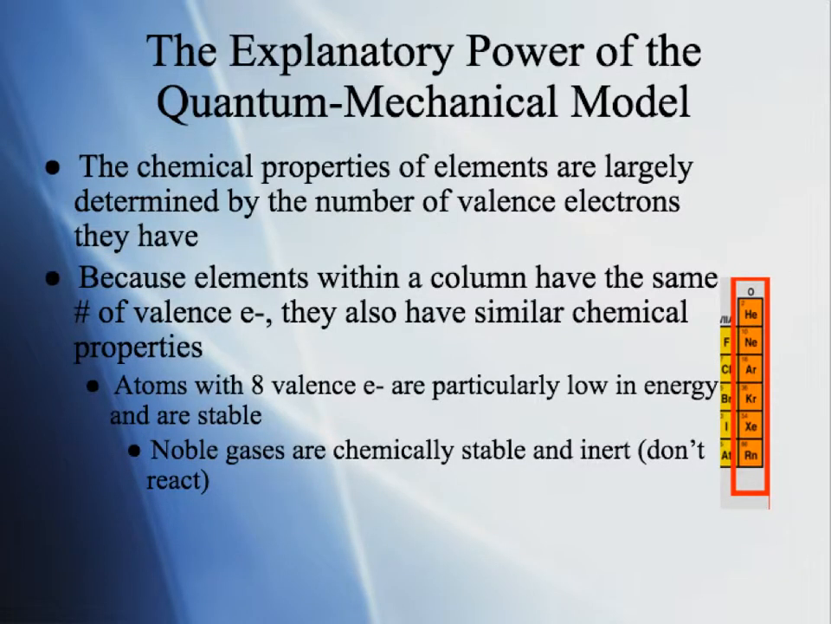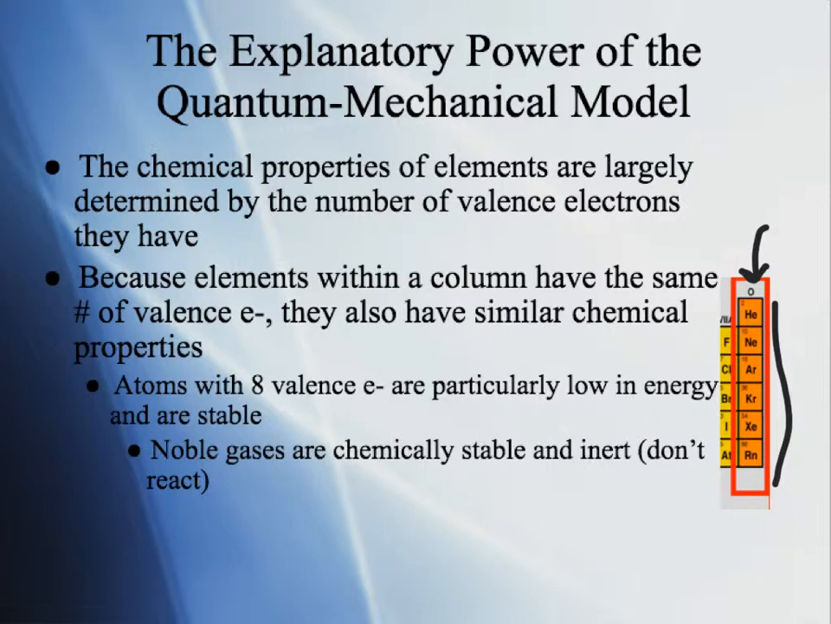All right, so the chemical properties of all the elements are basically determined by the number of valence electrons they have. So remember, everybody in a whole group or family of elements on the periodic table has the same number of valence electrons. So if they have the same number of valence electrons, they're going to have the same chemical properties as well. So they're going to be bonding with the same ratios. They're going to be making the same kind of compounds.